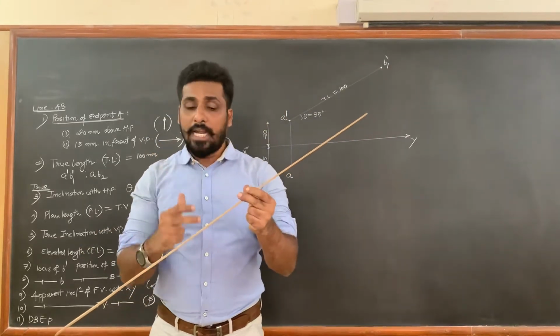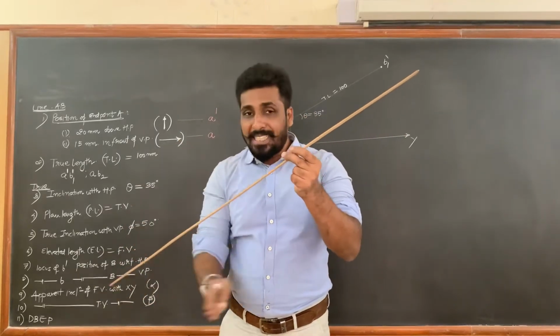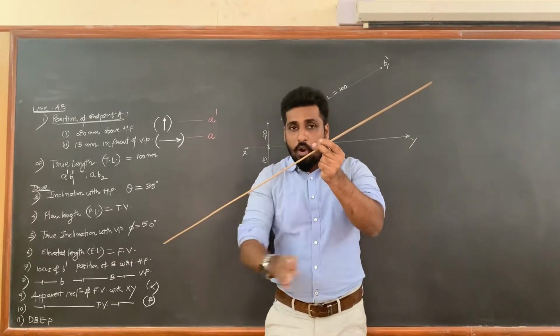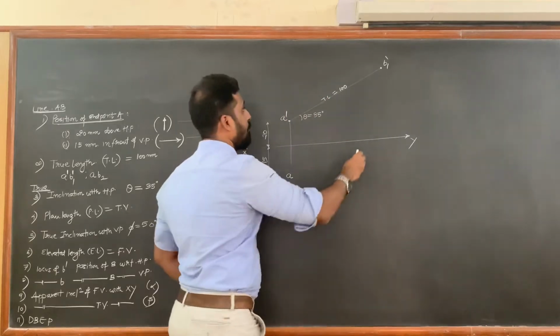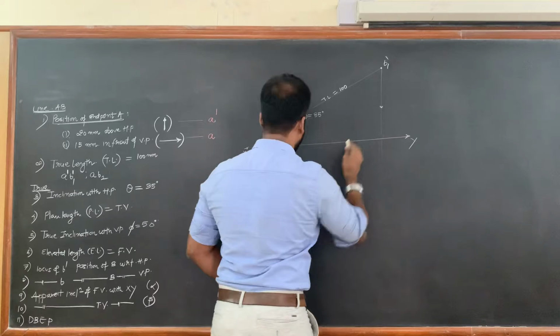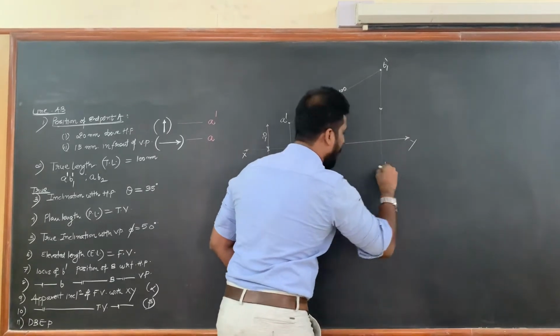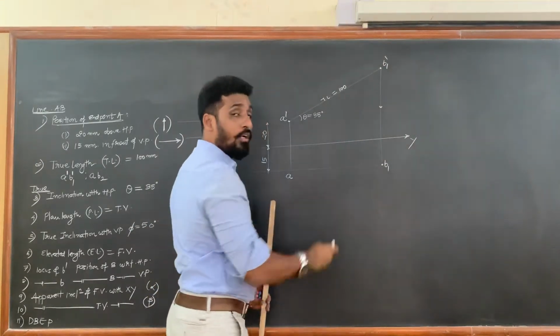Now you can understand, when you watch the same line from the top, you won't be able to see its actual length. The length has got shortened. This length is called the apparent length of the line, and if you bring this B1 down, you are going to get point B1. So that's B1 dash, you bring it down, you get B1.